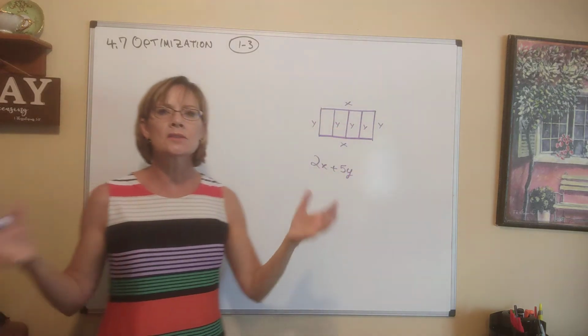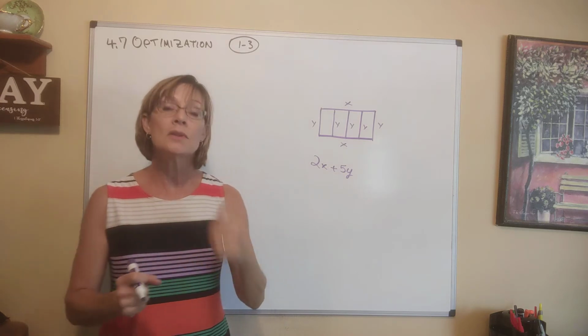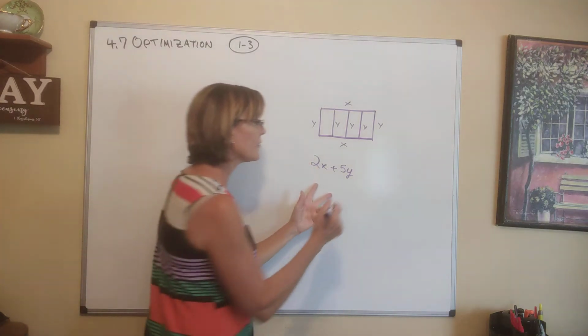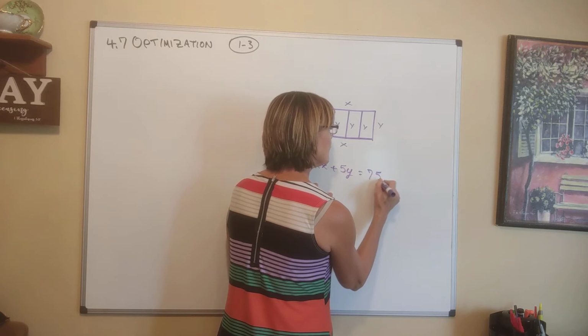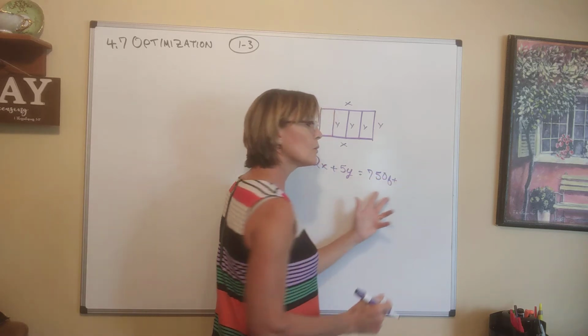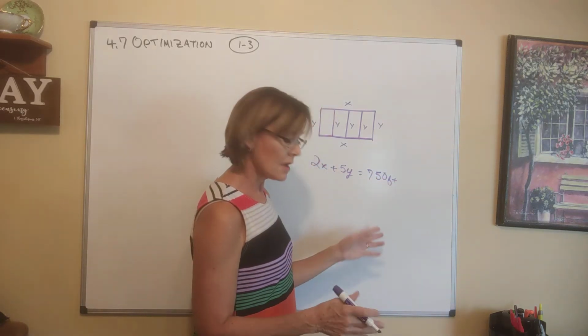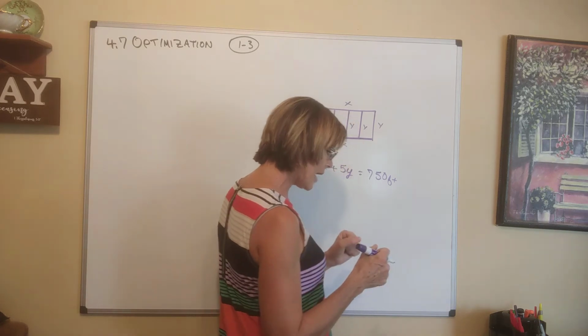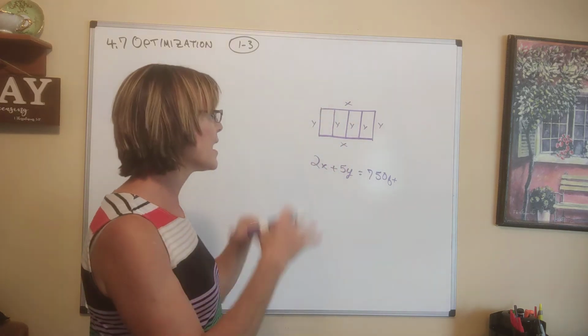So this represents the total amount of fencing that we're going to use, and the constraint is that the total amount of fencing is 750 feet. That is what we're stuck with. That's all we get to use. All right, what do we want to do with that? We want to maximize the area.